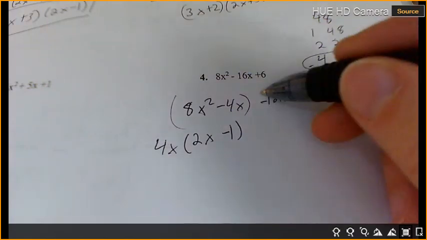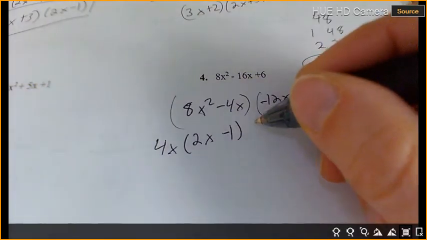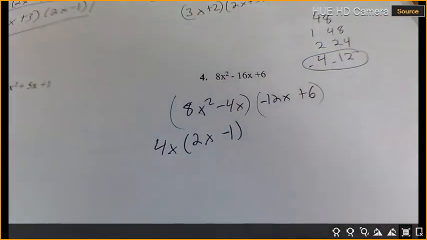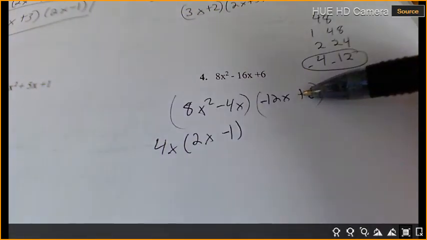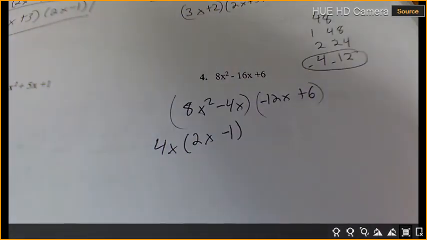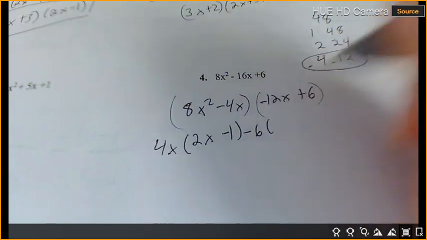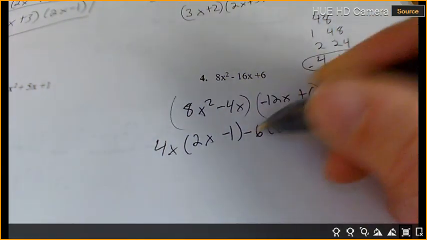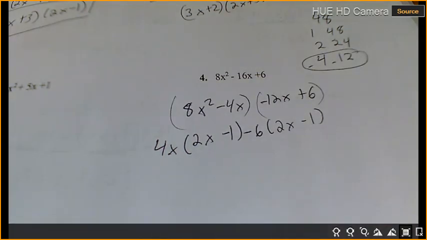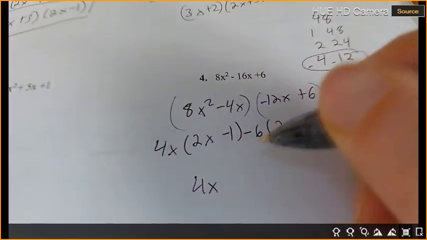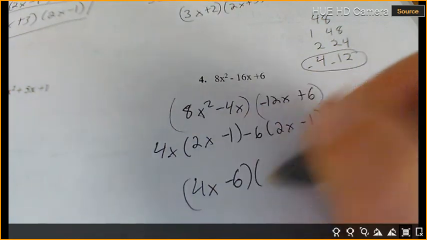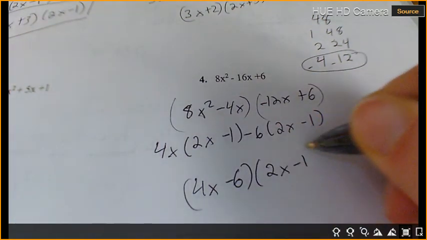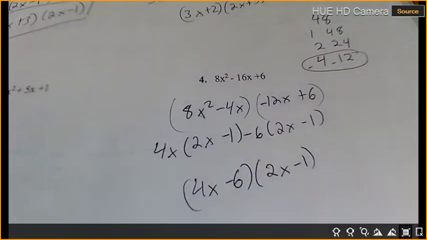What can we take out of both negative 12x and 6? Let's take out a negative 6 because we want to change this second one to be a negative. So if we take out a negative 6, we're left with 2x minus 1, right? Because a negative and a negative makes me a positive. Okay? 4x minus 6 and then 2x minus 1. Perfect. That's what your homework is for today. Okay?